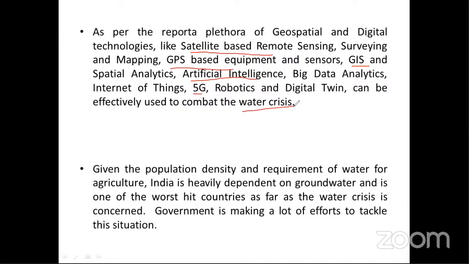Okay, the report said that we should use the data provided by satellite-based sources like remote sensing, surveying, mapping, GPS-based equipment, sensors, GIS and spatial analytics, artificial intelligence, you know very well, machines that think like human beings, big data analytics, Internet of Things, 5G, robotics. Actually, we are including technologies in those areas where it is very difficult for human beings to understand the problem and to find the solution for a better future. So in that case, technology is very important here.